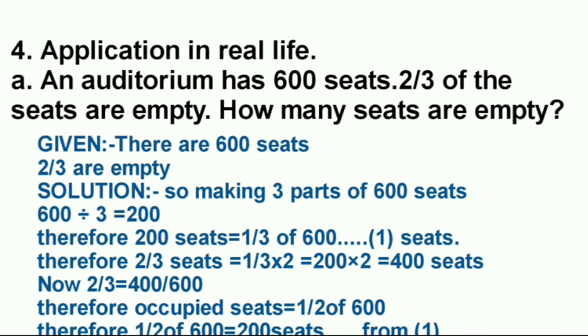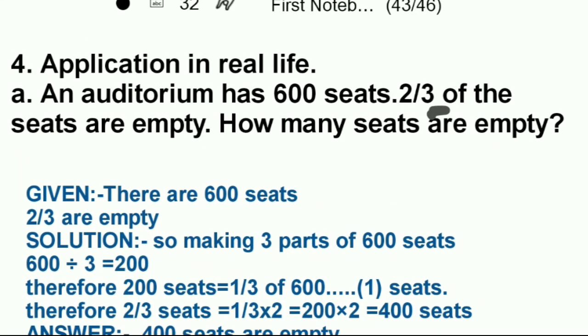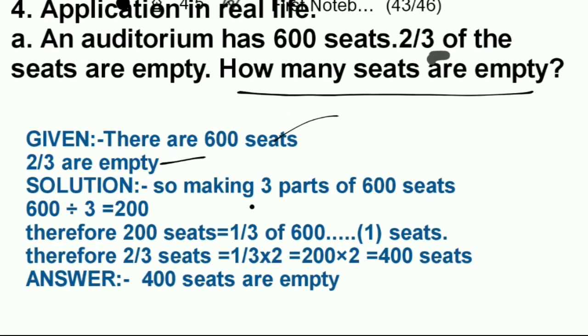Question number 4. Application in real life. An auditorium has 600 seats. 2 by 3 of the seats are empty. How many seats are empty? That only we have to find. Total number of seats are 600. 2 by 3 are empty. So now total part is 3. 3 parts for 600 means 1 part for 200.